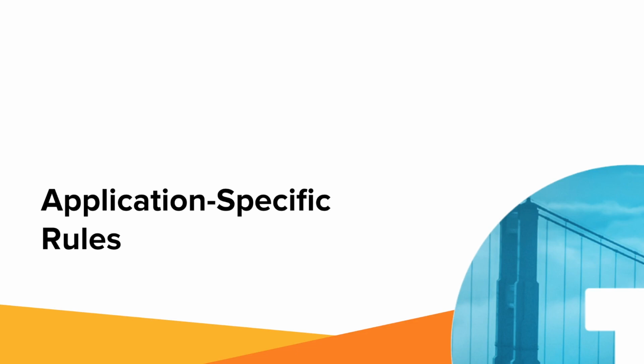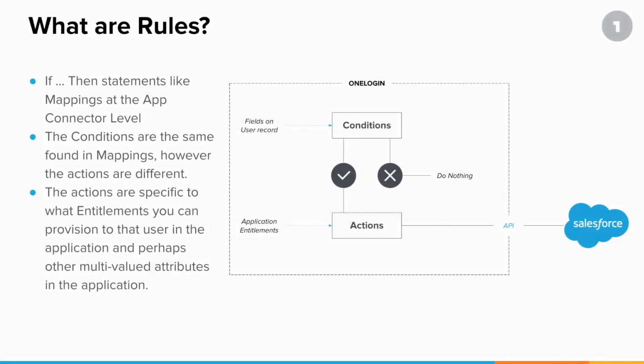Last but not least, we have application-specific rules. Rules are very similar to mappings that we mentioned earlier. They're basic if-then statements, just like the mappings are. But they're created at the application level instead of at that full OneLogin account level. So again, rules look at user attributes. And if a user matches the conditions that are defined within the rule, then actions will be applied to that user. Actions, in the case of rules, are about assigning values to parameters that are being sent to the application. For example, I might create a rule that says if the user's department field equals sales, then assign them to an Office 365 sales group.